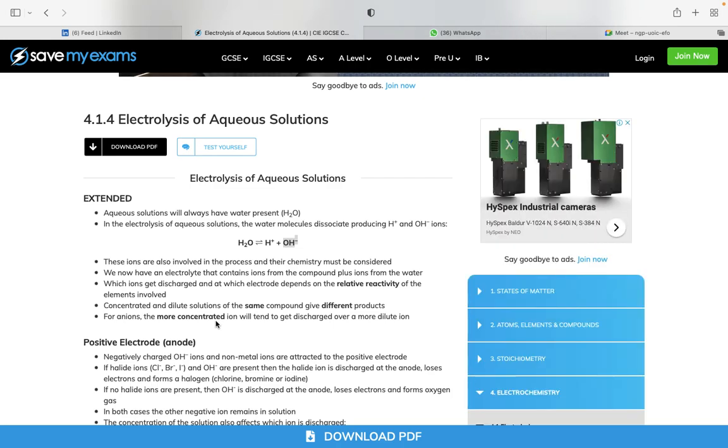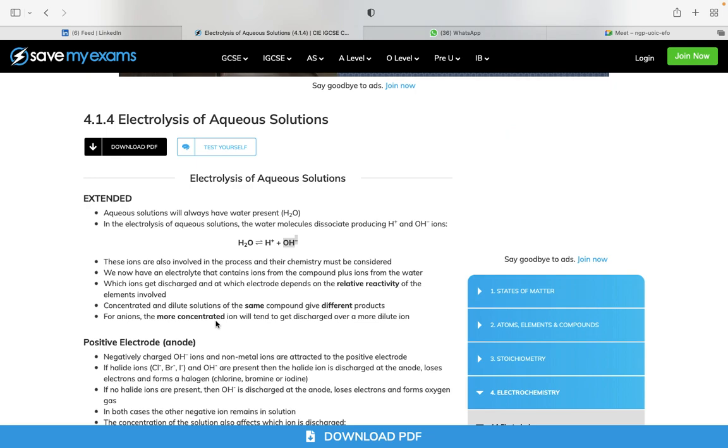Then I said whenever you have halides at the anode, the halides will migrate instead of any other negative ion. But when you have sulfate, carbonate, and these, then the OH ions will move to form water and oxygen gas at the anode. So that's that for that.